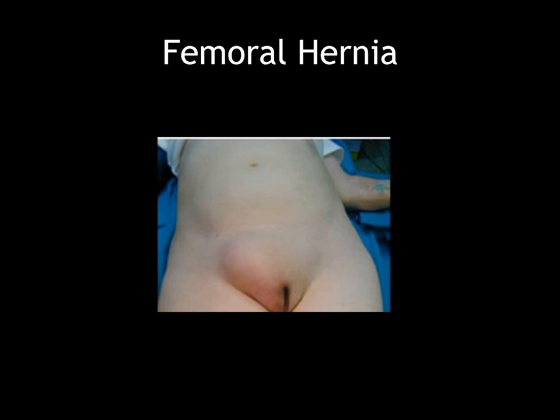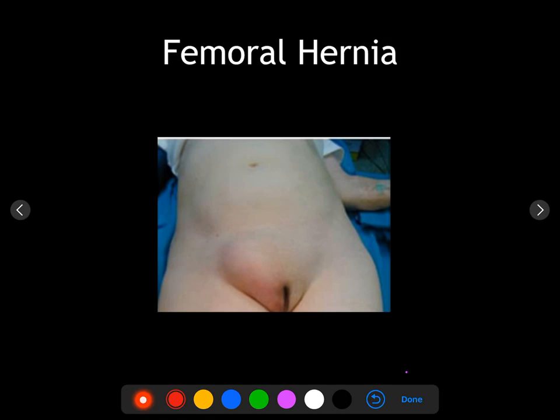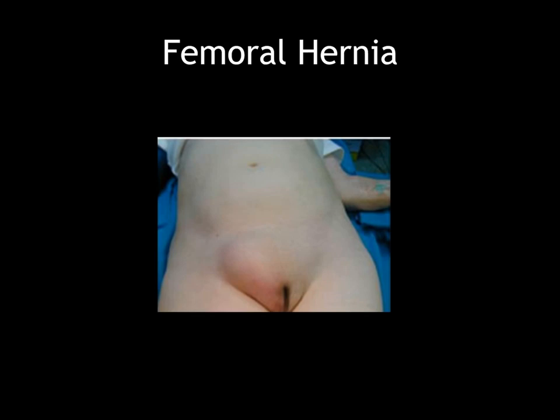Let us start with this case, which is an old age female presented with central abdominal colicky pain associated with vomiting and distension. The patient feels that there is a mass in the right side of the groin. On examination, there is a mass. It is irreducible. The color of the overlying skin is red, and on palpation it is tense and tender. This is the classical history of presentation of complicated femoral hernia.